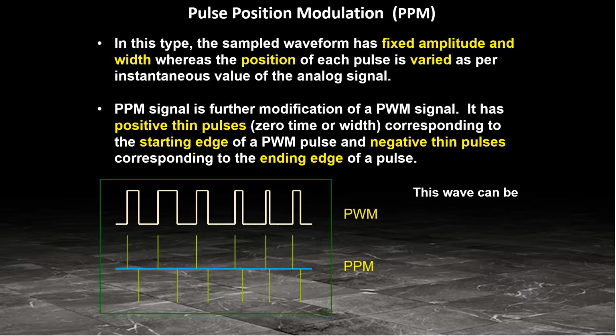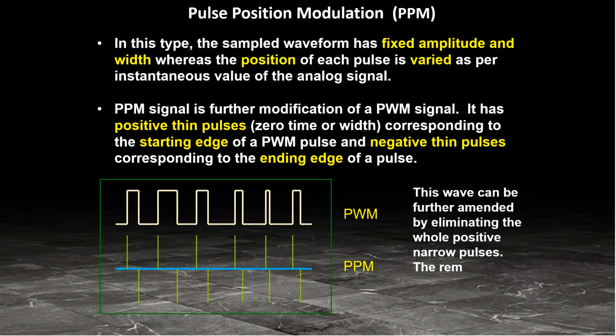This wave can be further amended by eliminating the whole positive narrow pulses. The remaining pulse is called clipped PPM. PAM, PWM, and PPM at a glance.